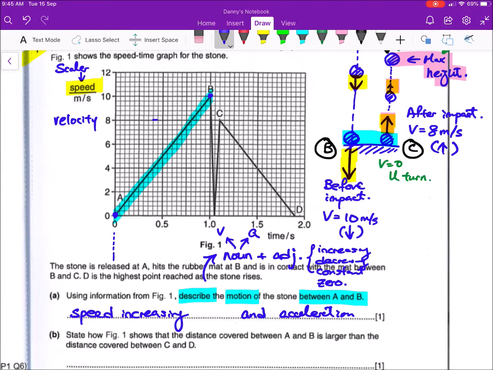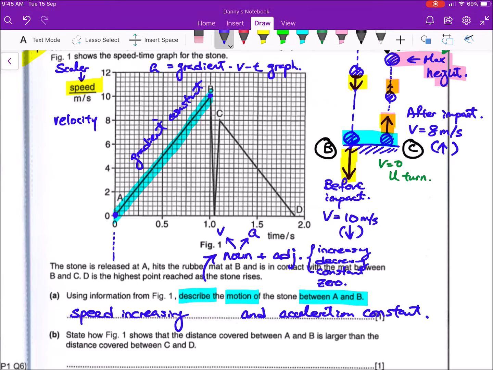The acceleration refers to the gradient, right? So acceleration is basically given by the gradient of your velocity-time graph, and in this case it will be a speed-time graph. So what is the gradient between A and B? The gradient here is constant, so gradient is acceleration. I just need to do a substitution.